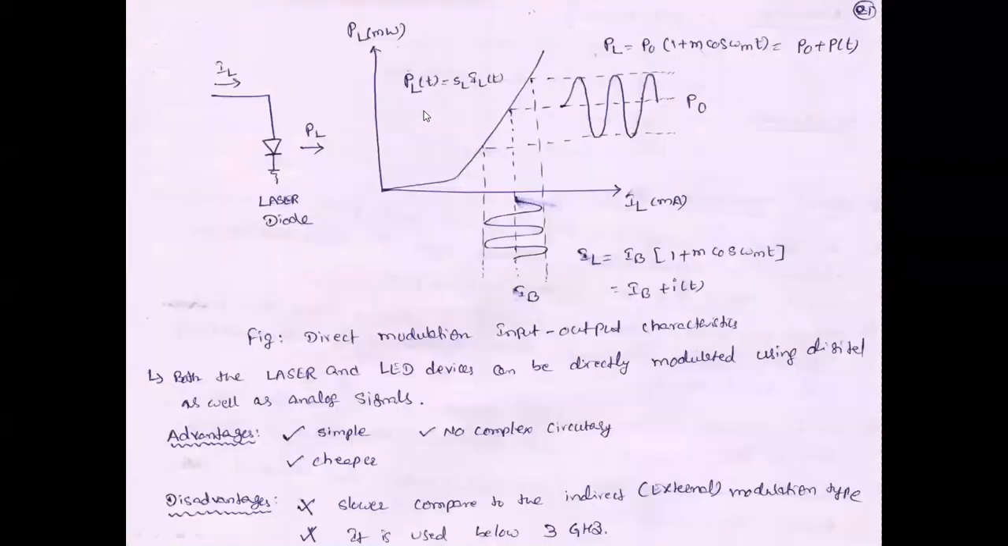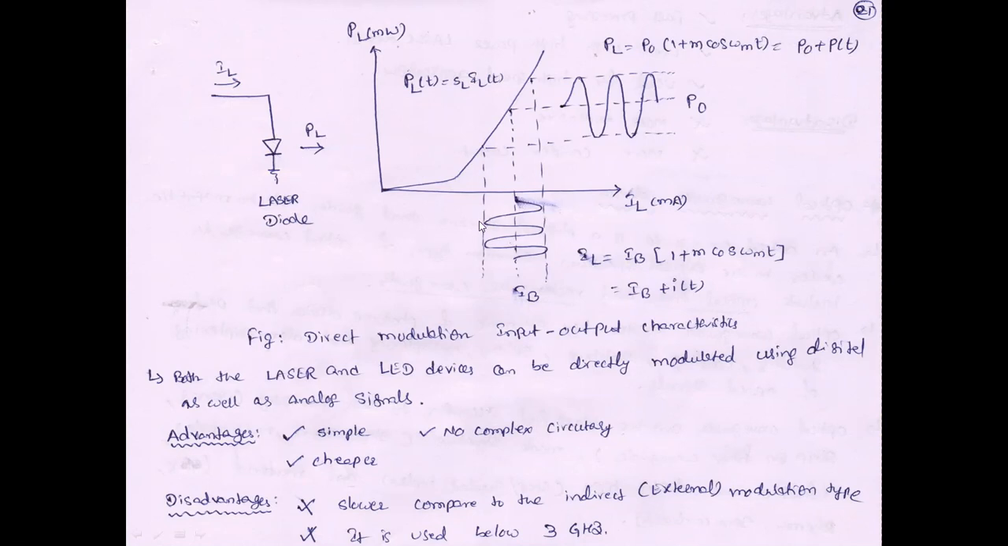Here see this one, the characteristics of I and P. That is, on the x-axis we are taking current for the input signal, and we are taking output as power. Here see this one. We are giving electrical signal to the laser diode, we are getting output as light signal. We have to calculate the light signal by the power.